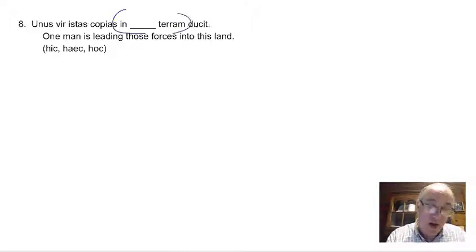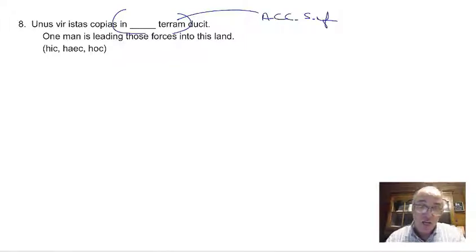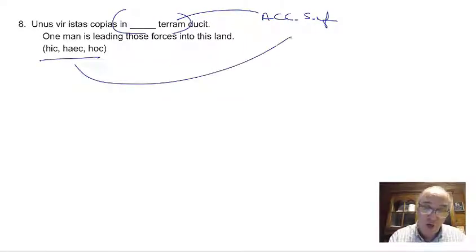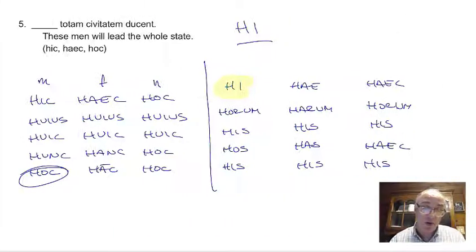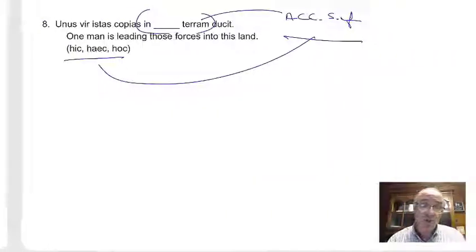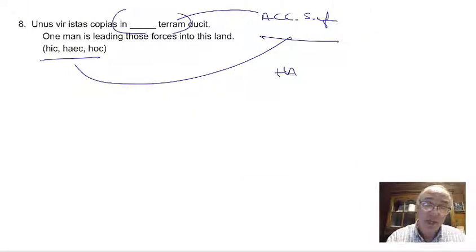One man, unus vir, is leading those forces, istas copias, into this land. So in terram, terram is accusative, singular, feminine, so we need the form of hic, haec, hoc that is accusative, singular, feminine, and that form is hanc. So it would be hanc terram. In other words, in hanc terram.